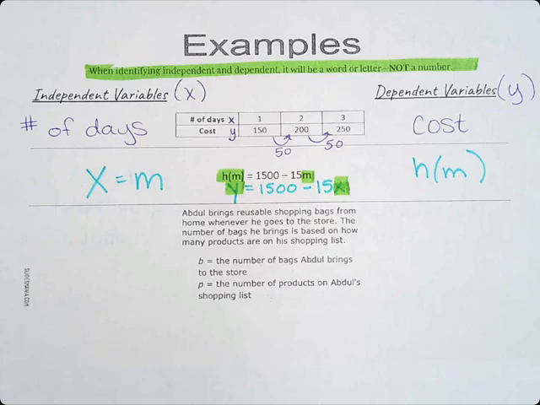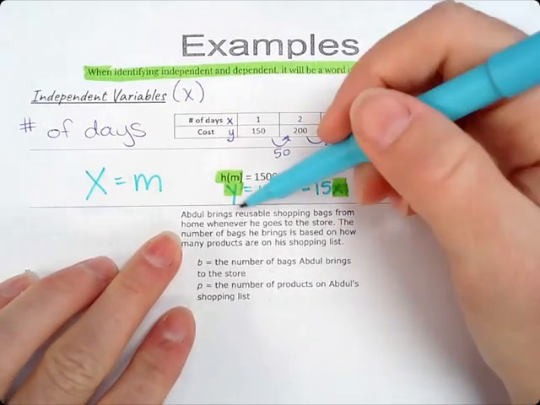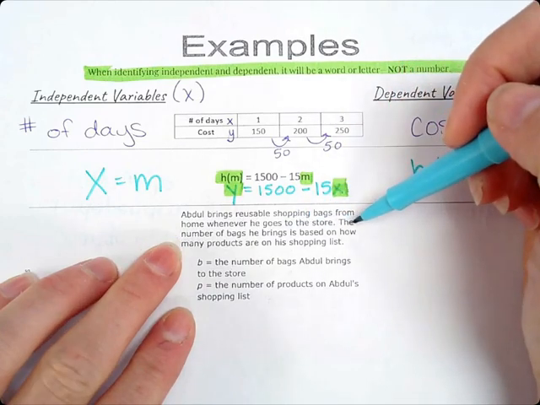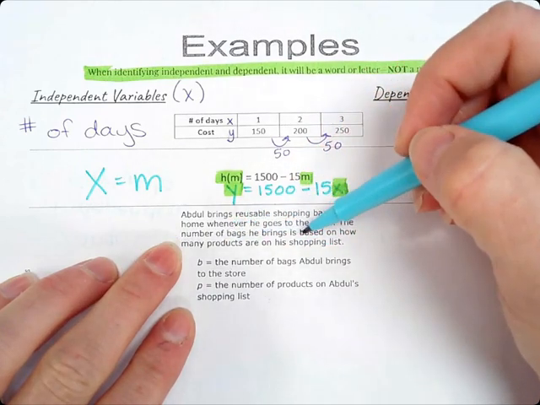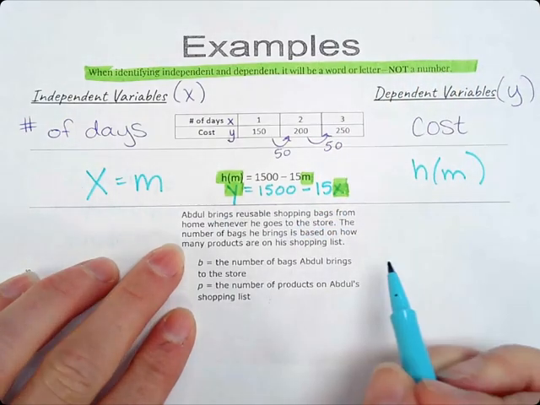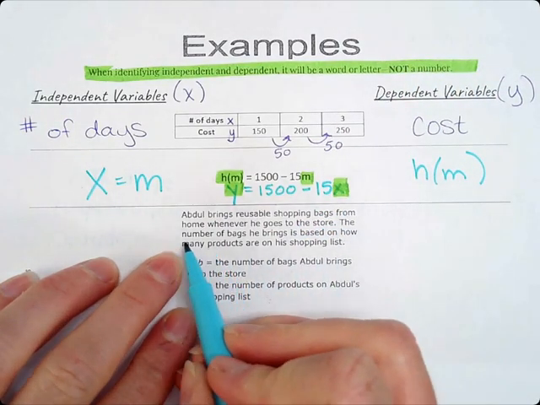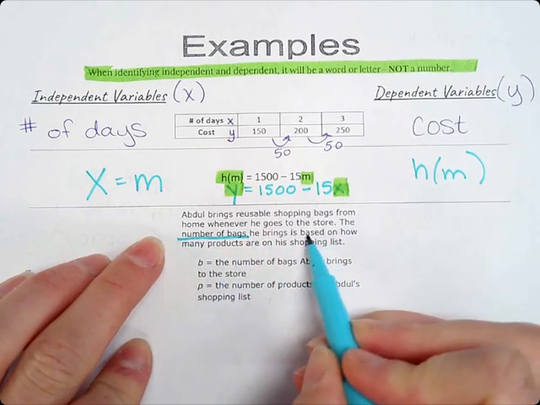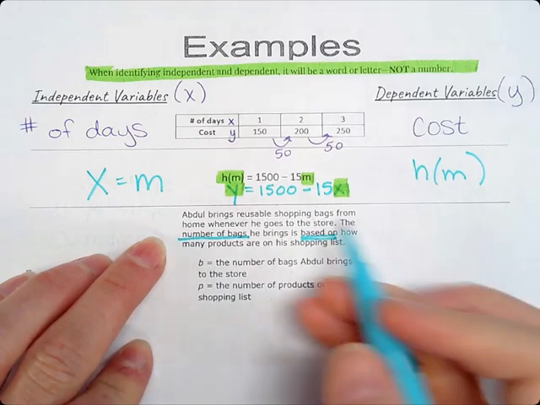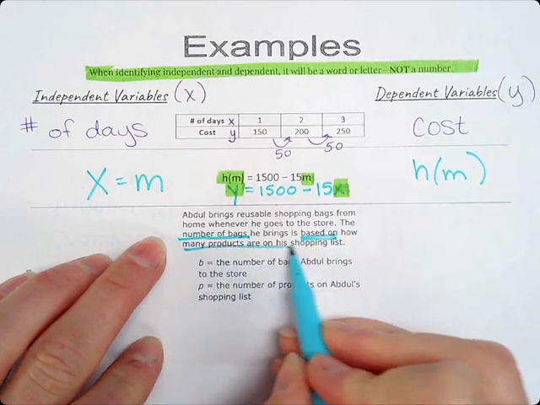Let's look at the next one. Abdul brings reusable shopping bags from home whenever he goes to the store. The number of bags he brings is based on how many products are on his shopping list. Did y'all see that? The number of bags he brings is based on, what's another word for based on? Depends. Depends on how many products are on a shopping list.